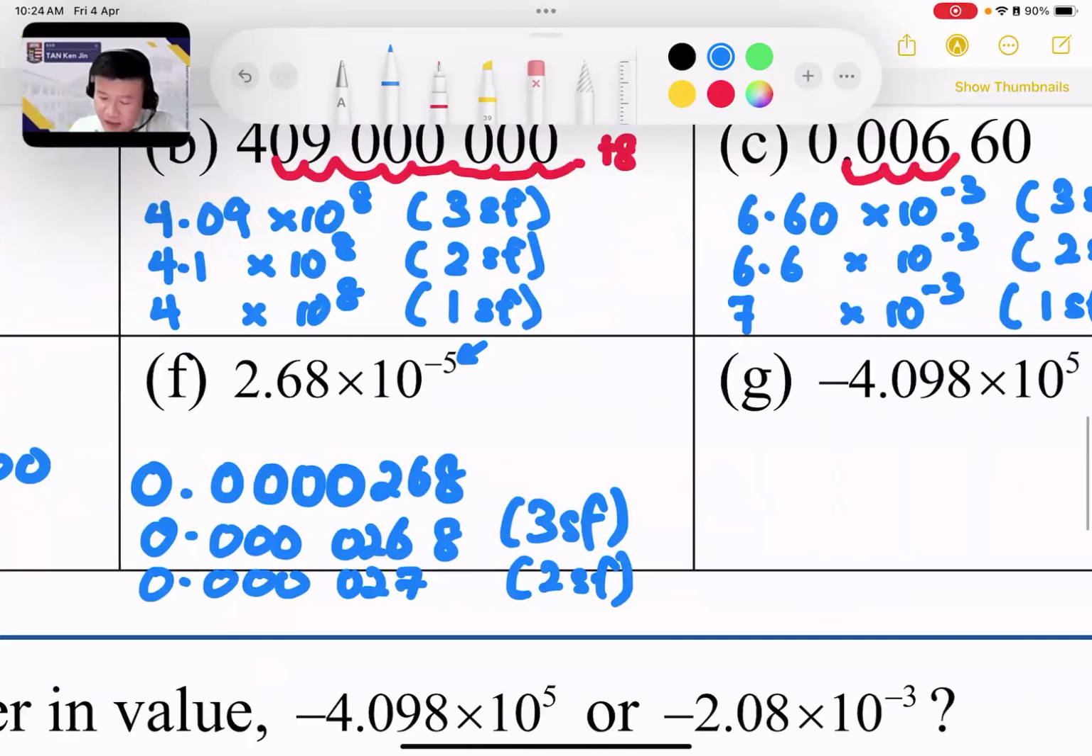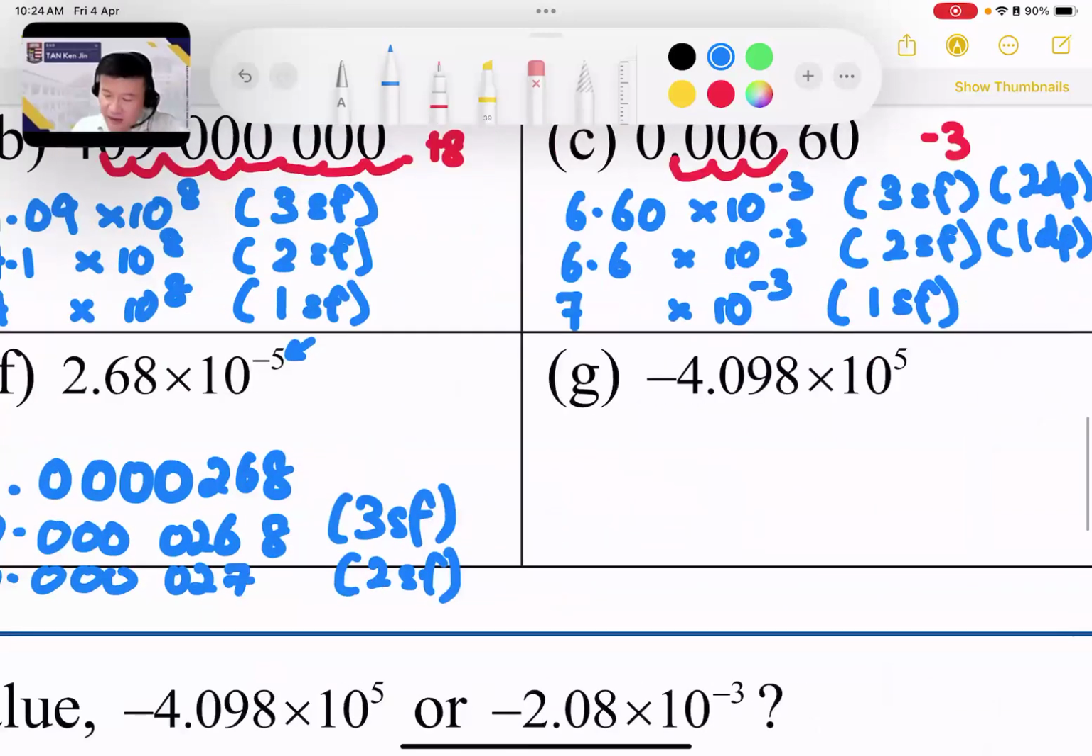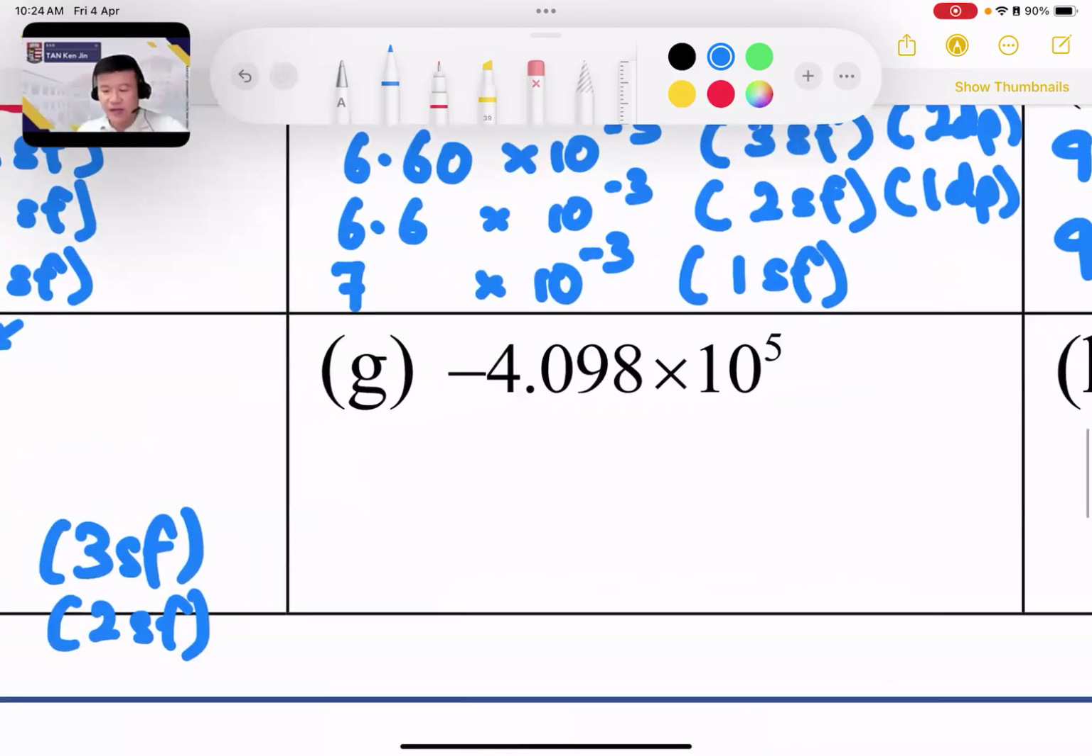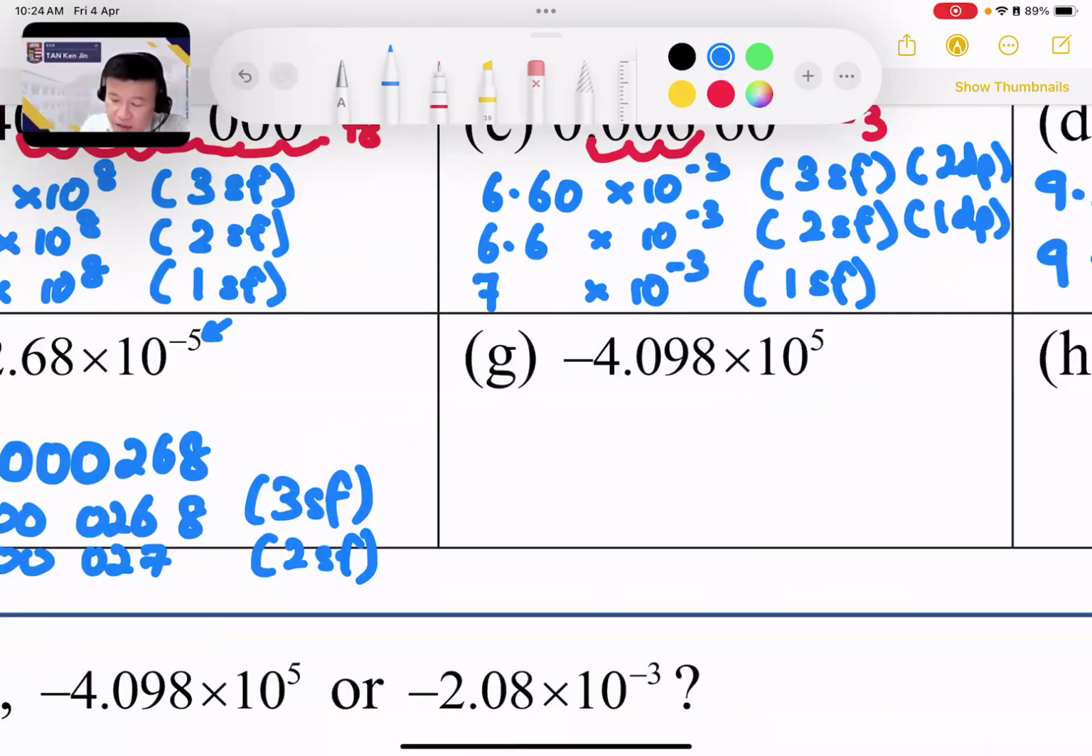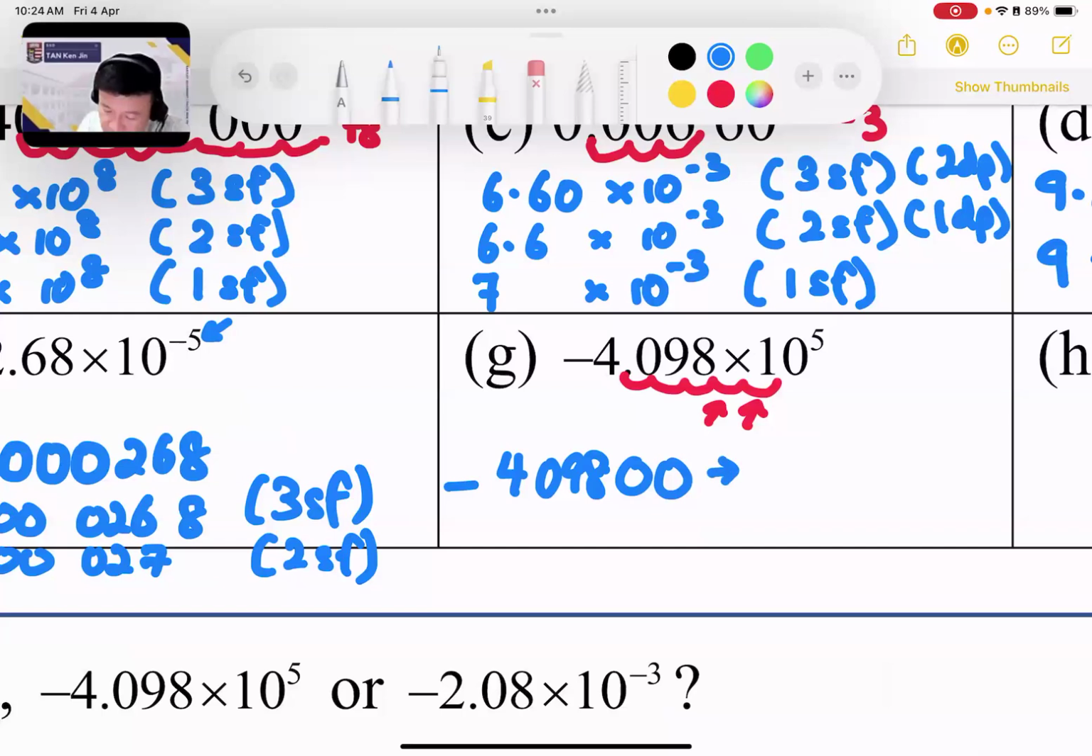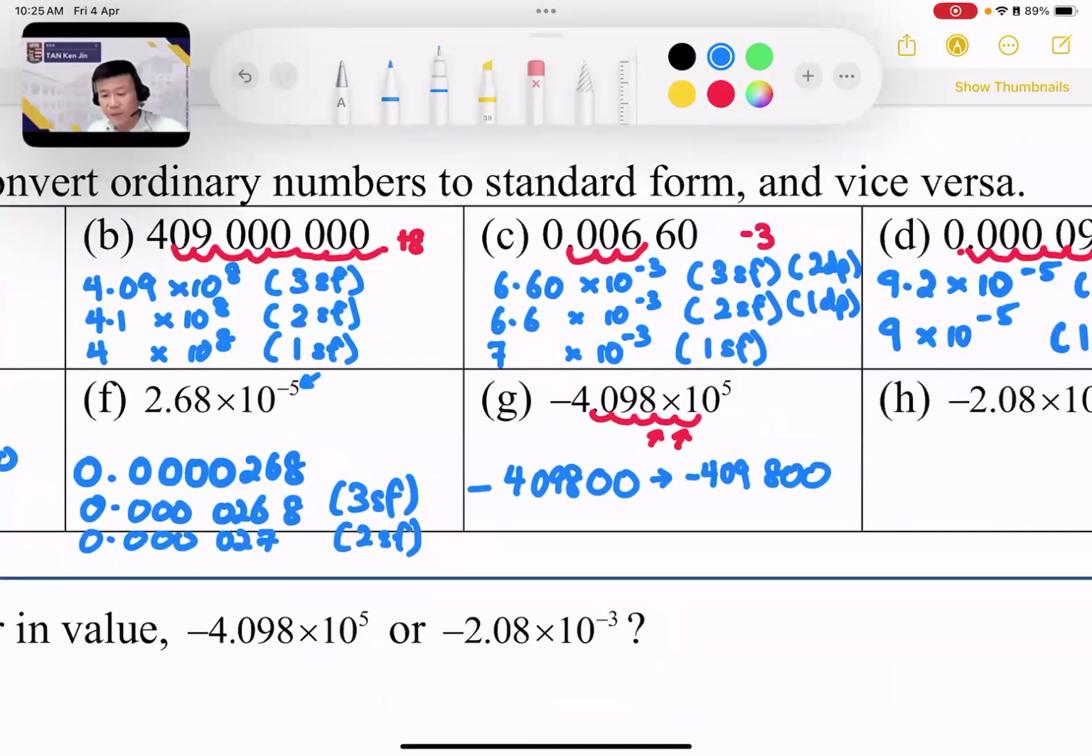Last one, oh, sorry, last two. I've given some negative numbers because up till now we haven't really touched negative numbers. Again, I'm just going to shift the decimal place backwards. So 1, 2, 3, 4, 5. Again, I've got 2 unaccounted for. So don't forget the negative. 4098, and then 2 more zeros. Okay, so I'm just going to rewrite this into negative 409,800. Okay, I'm not going to talk about the significant figures here.